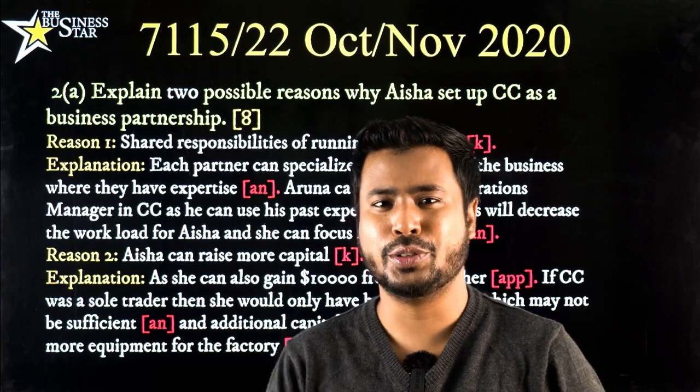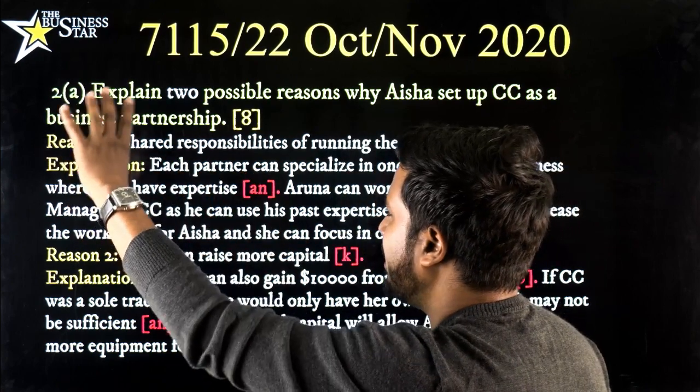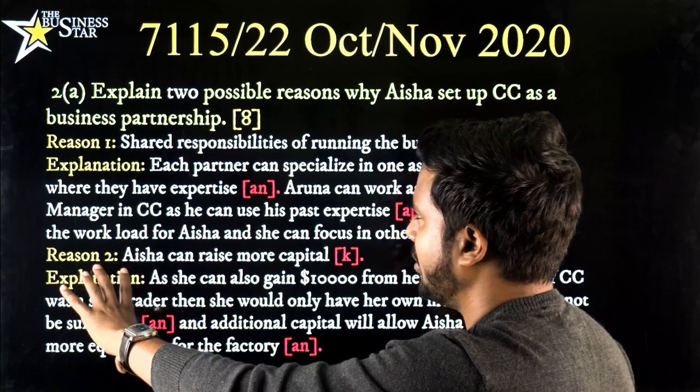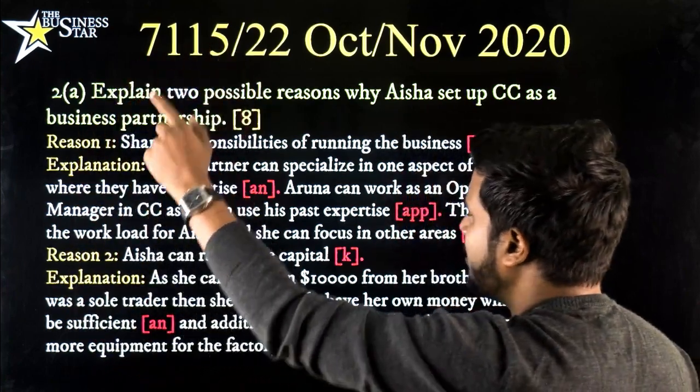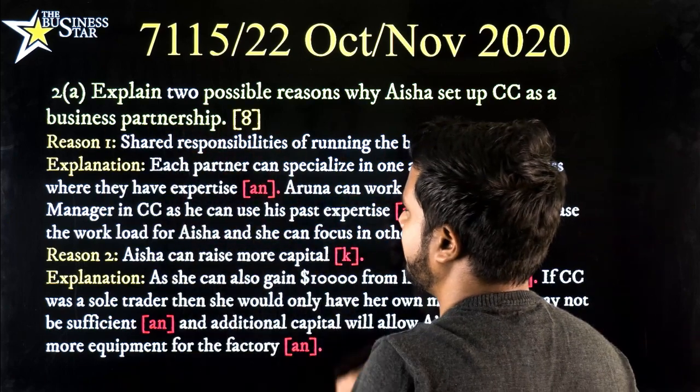Moving on to question number 2A, which is an 8-mark question. Remember, in an 8-mark question, for the first reason we will be writing 4 marks. In the second reason, we will also be writing the other 4 marks. Okay? So, explain 2 possible reasons why Aisha set up CC as a business partnership.